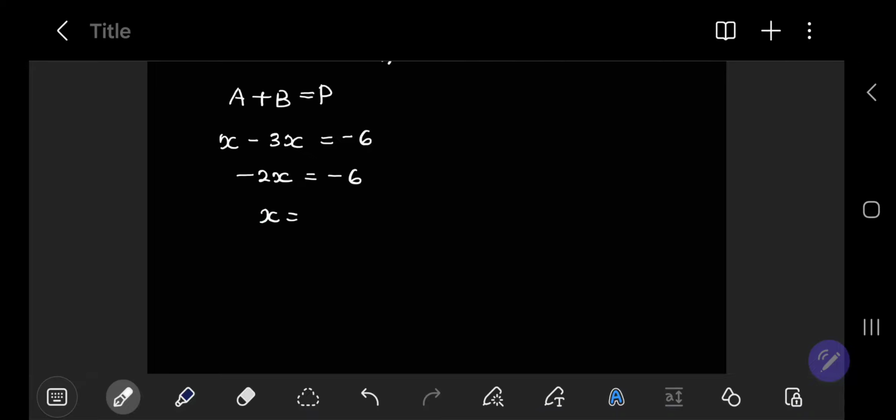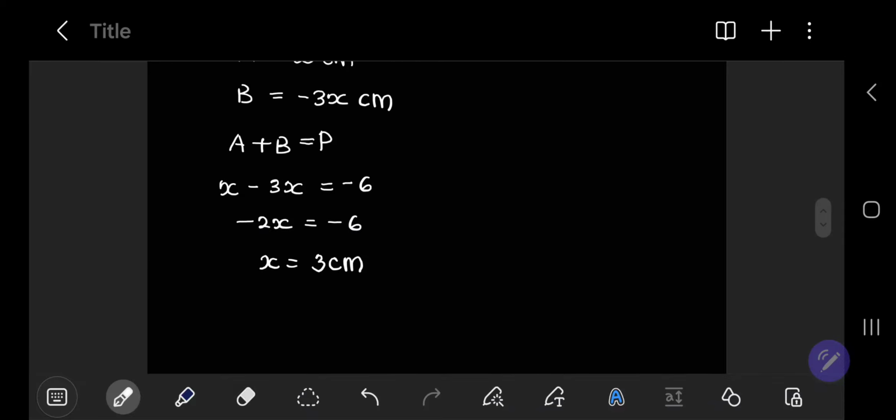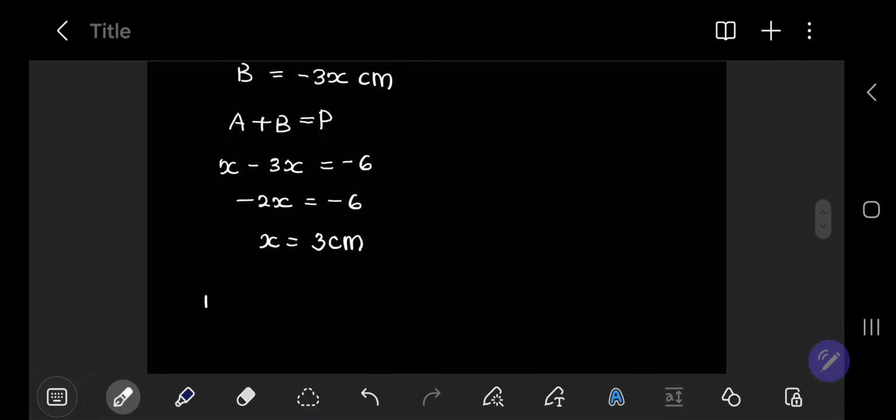So x is actually 3 centimeters. But remember here, x represents A. That is not what the question wanted. The question wanted the amplitude of B. So B was 3 times x. So it's going to be 3 times 3, which is 9 centimeters.